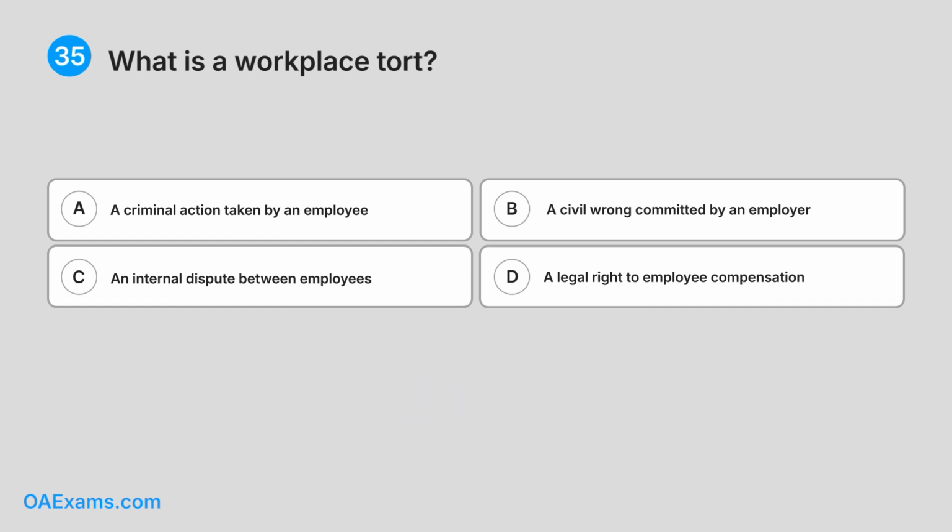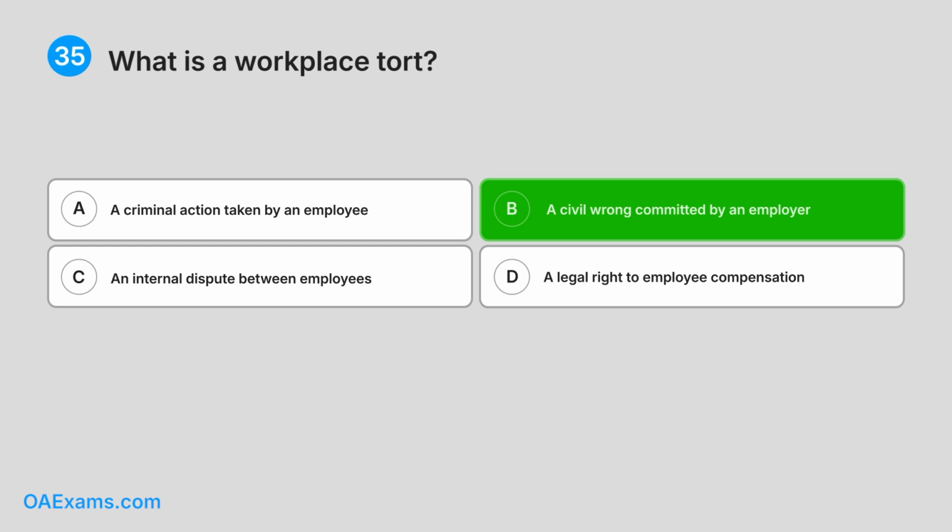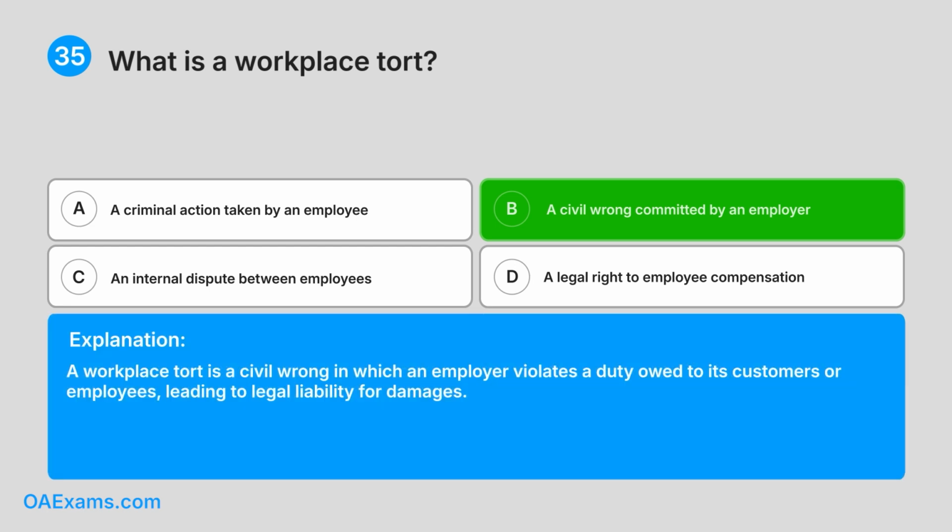Correct answer. B. A civil wrong committed by an employer. Explanation. A workplace tort is a civil wrong in which an employer violates a duty owed to its customers or employees, leading to legal liability for damages.